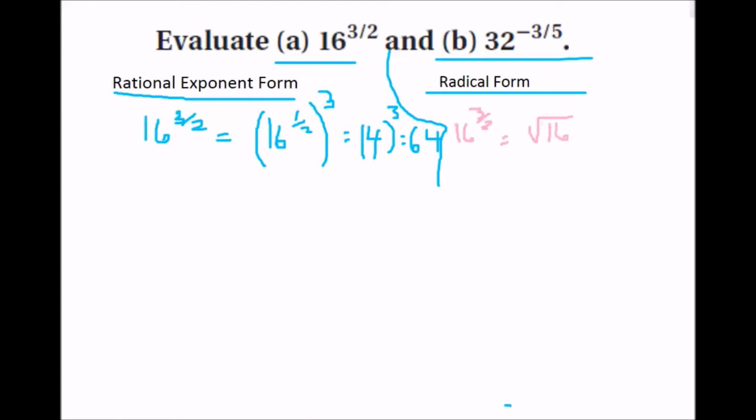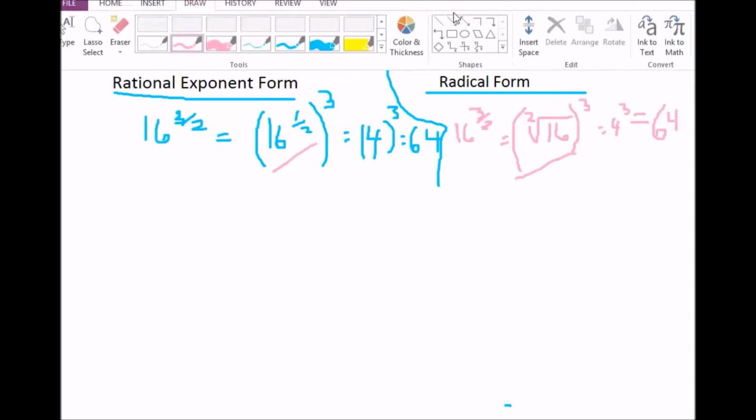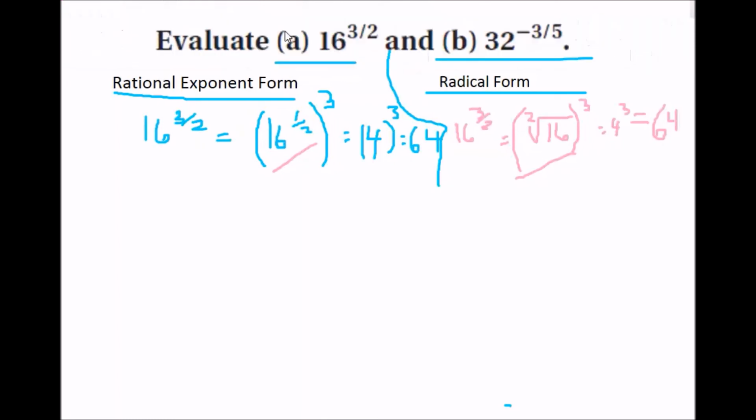the second root of 16. That's just the square root. We don't need to write this 2 here, but I'm going to do it anyways. To the 3rd power. The square root of 16 is 4 to the 3rd power, and that's 64. So you get the same answer in two different ways. You just need to recognize 16 to the 1/2 is the same as the second root of 16.